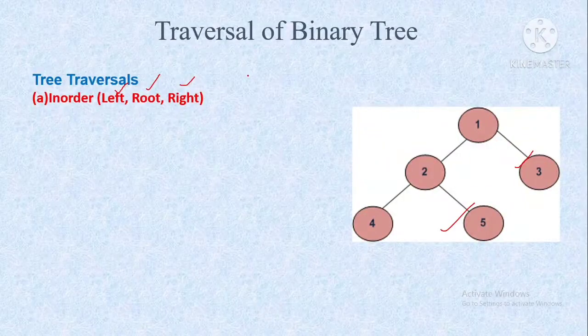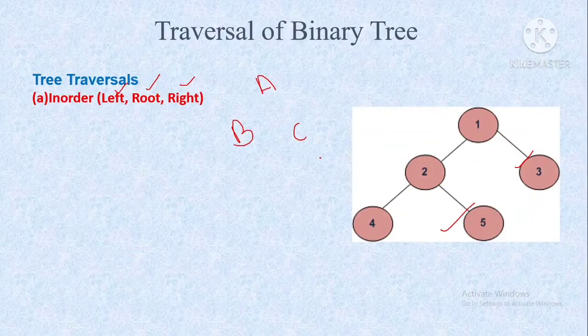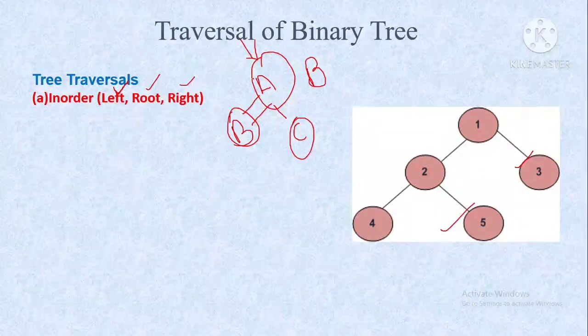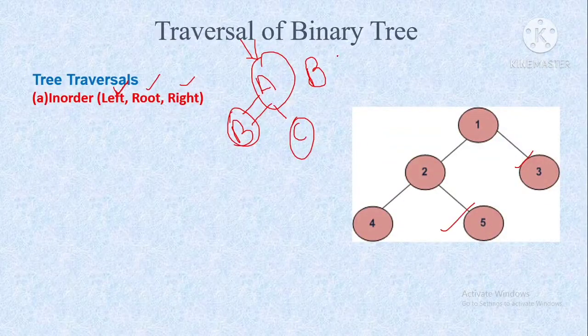Suppose you have a binary tree like this, with 2 nodes, B and C. We know that we always start from the root node A. Immediately you cannot write it, because this order says first you have to visit your left node, then root and then right. So B is the first node that you will be printing. Then you will go back to A and print it.